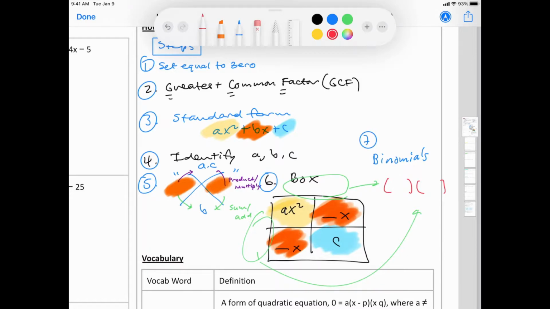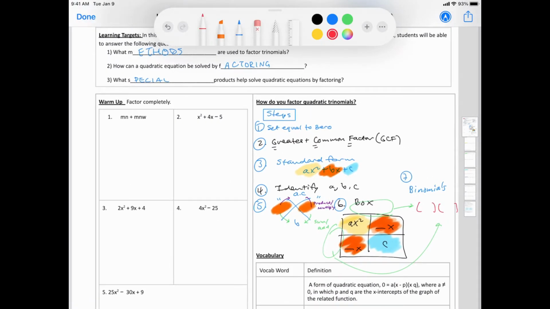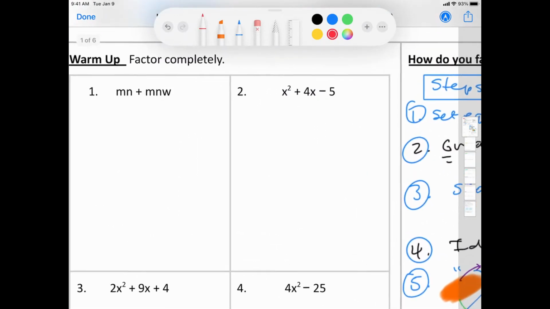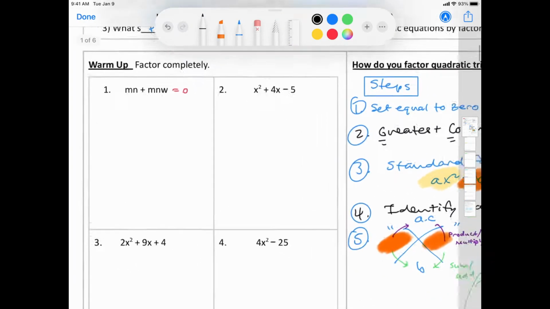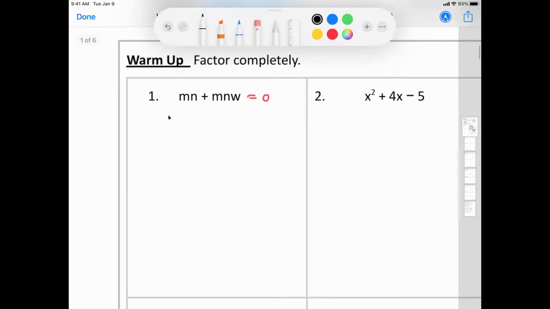You'll notice there's an X and there's a box. Okay. Question number 1. Set it equal to 0. You'll notice there's no equal sign, and basically everything is on one side of the equation, so you're done. The next thing is you're going to find the greatest common factor. You'll notice that this is m times n, and this is m times n times w.